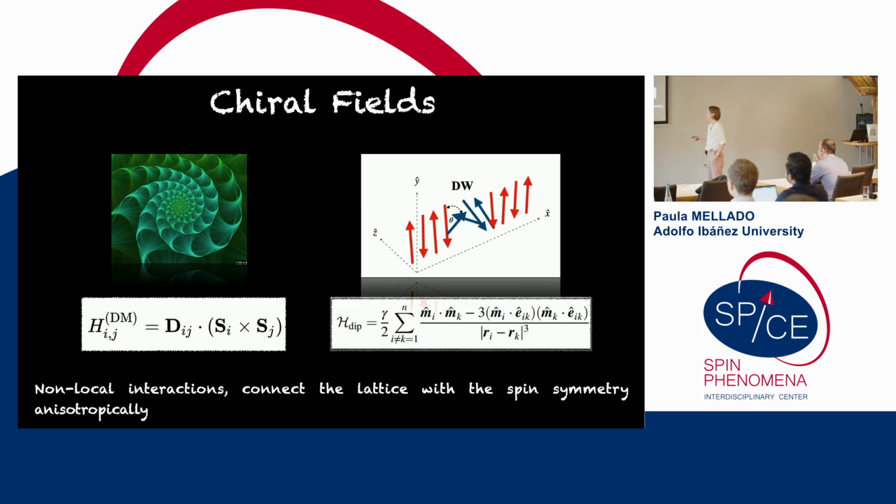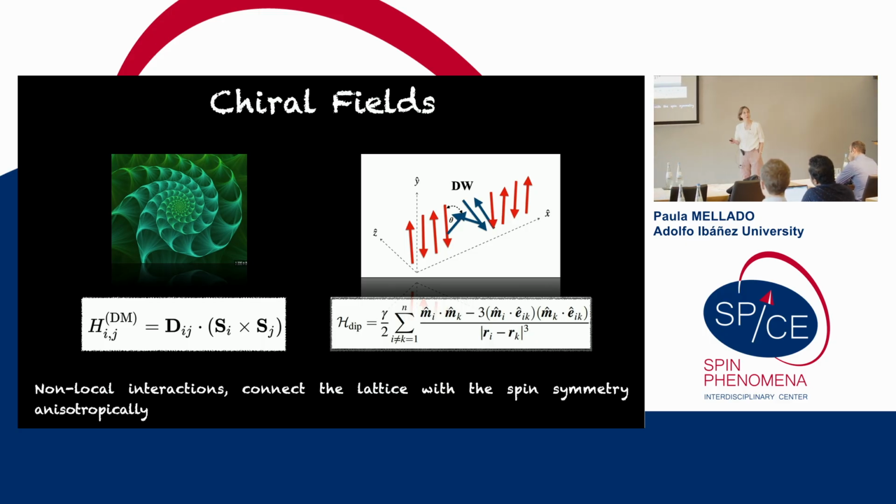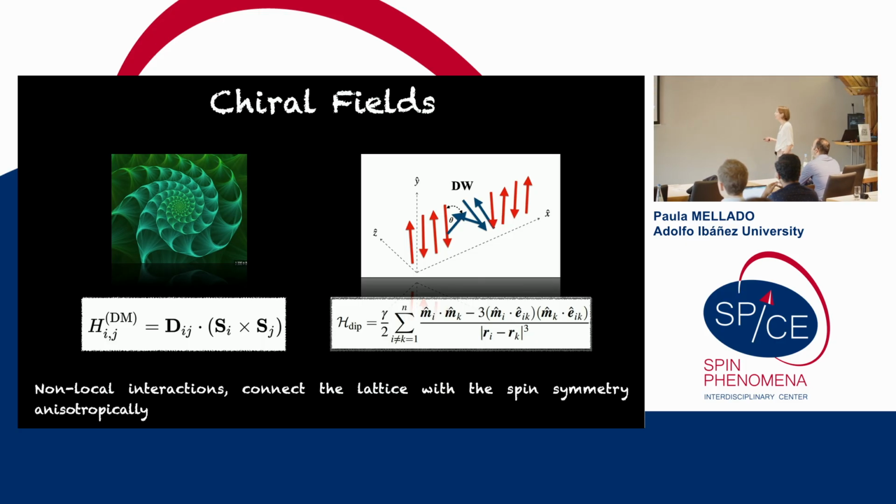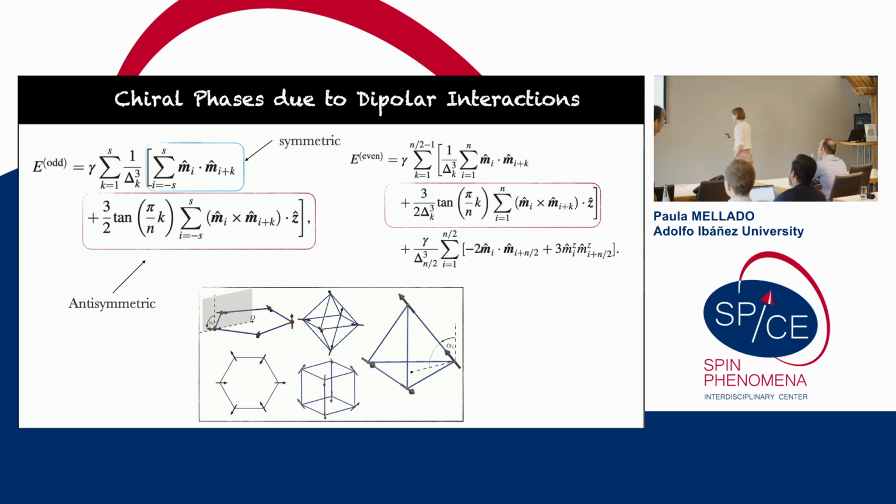They usually are attributed to Dzyaloshinskii-Moriya type of interactions, but they can also arise from dipolar interactions because both of them essentially connect the lattice with the spin in some anisotropic manner, right? So, for instance, this is a simple system of dipolar clusters where dipoles live in the sites of these clusters, and they have some altitudinal degree of freedom. So dipoles live out of the plane, and they rotate around the center of each cluster.